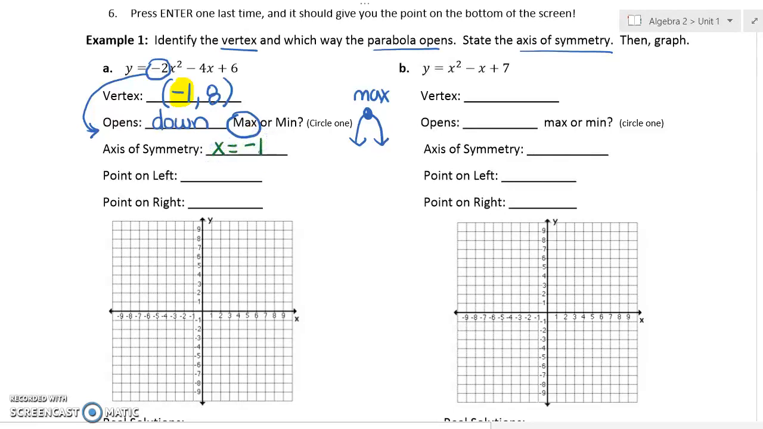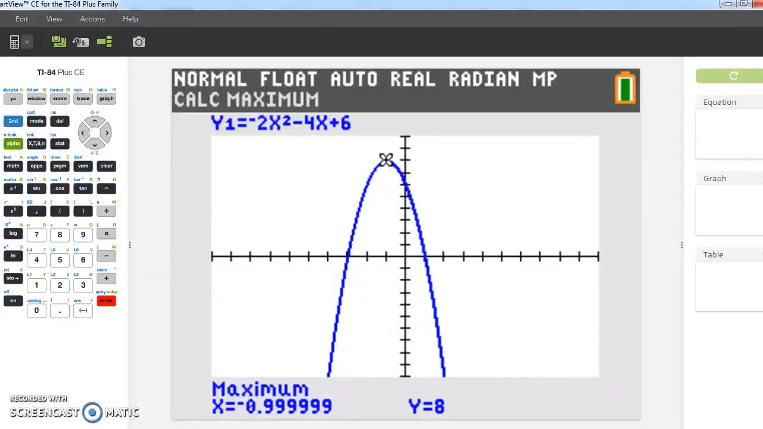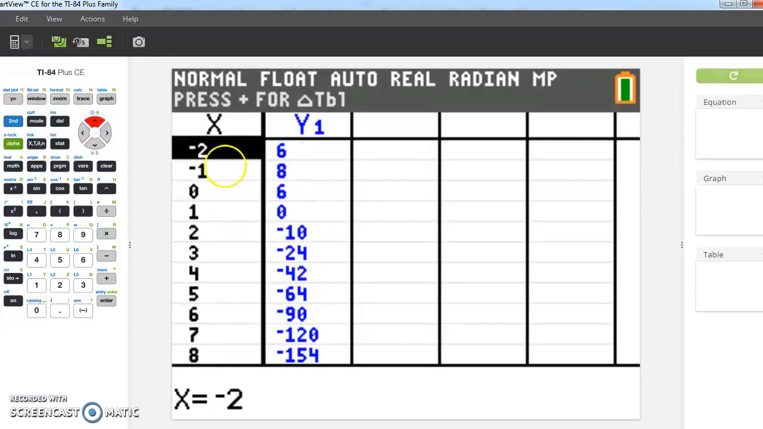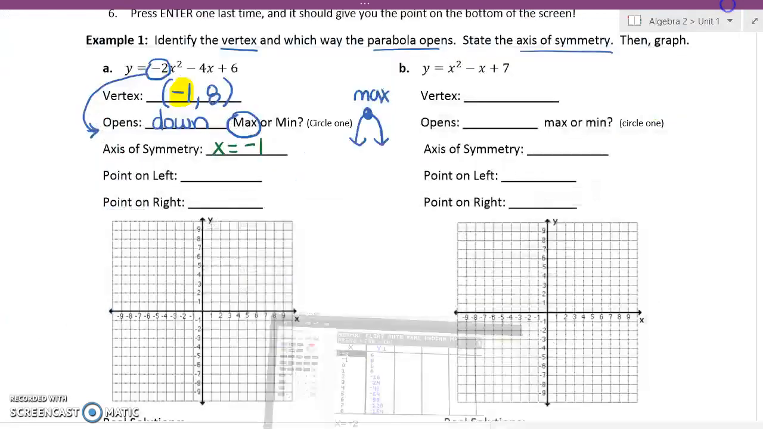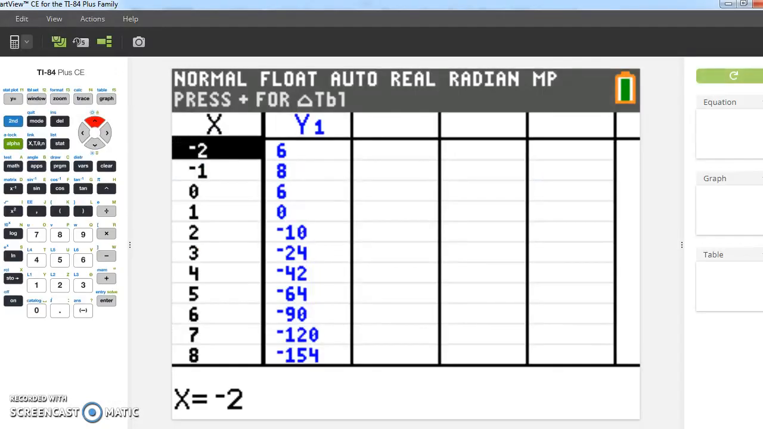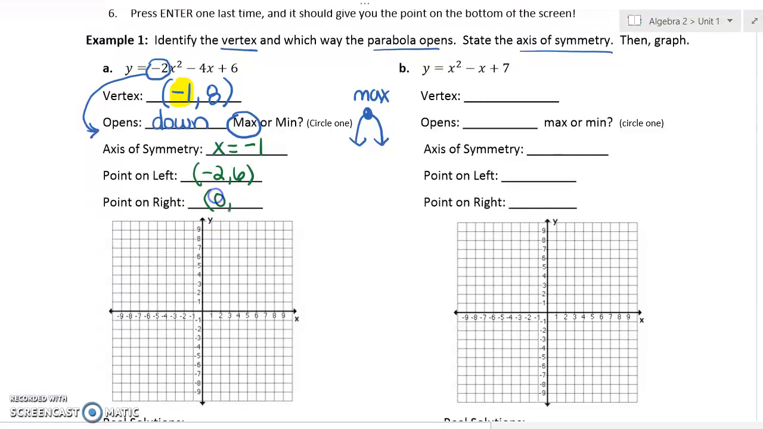All we have to do now is figure out what the point on the left is and the point on the right. So I'm going to use my calculator and use my table. So I'm going to go to second, graph to get the table. The bell is just saying, whoa. And now we're going to go to negative 1, 8. There's negative 1, 8. And negative 2, 6 is the point to the left. So I'm going to do negative 2, comma 6. And then let's grab the point to the right. That would be 0, comma 6. So I'm going to go ahead and grab 0, comma 6.